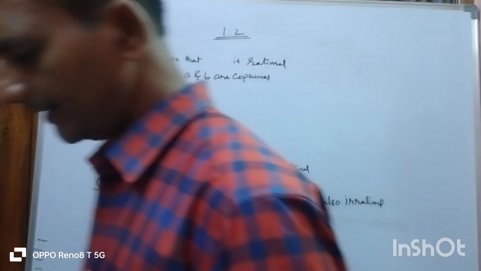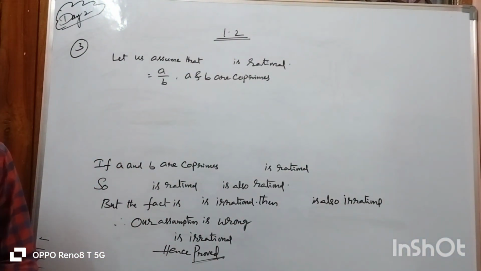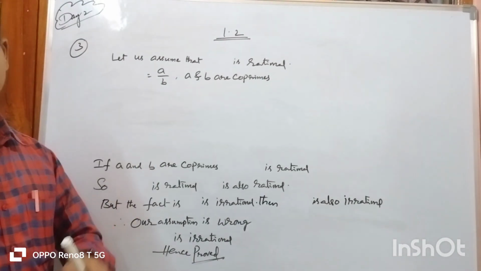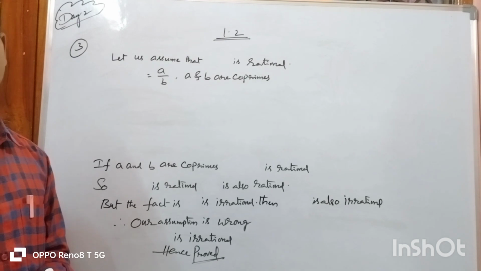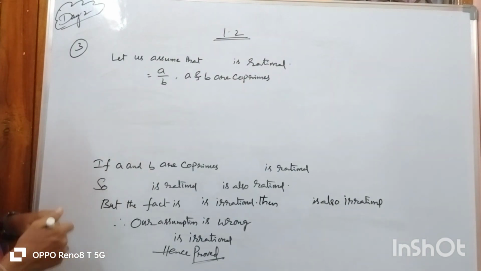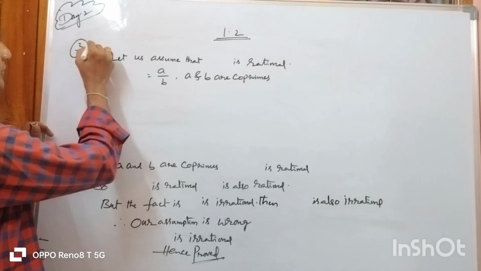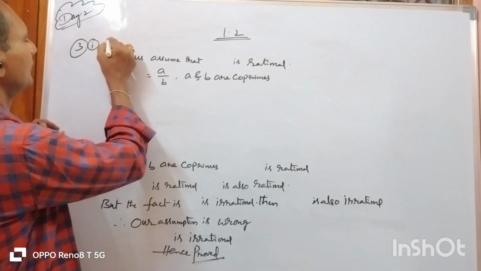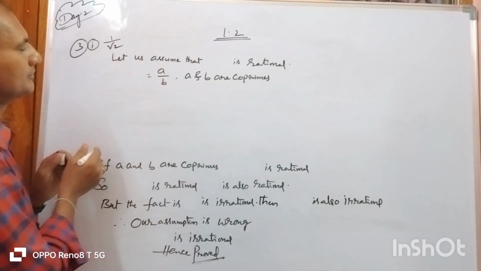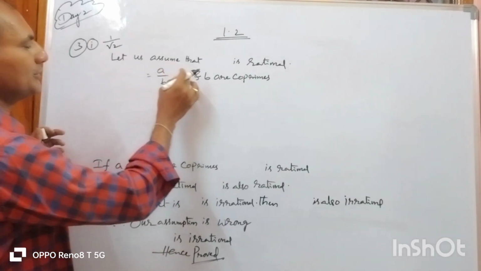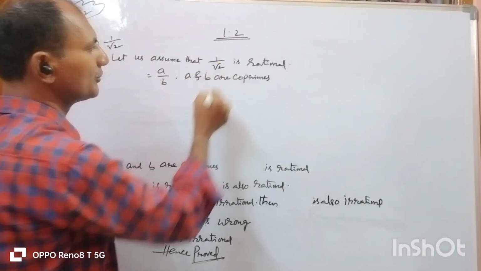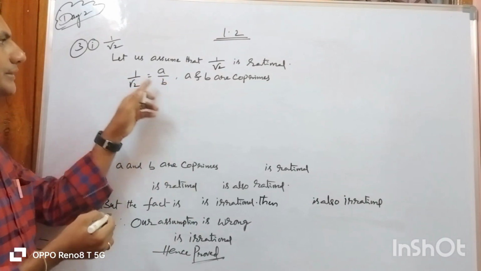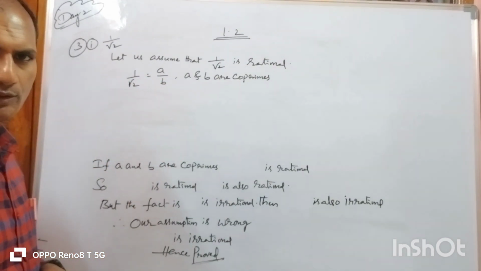In the third question, we have three parts, and in all of them we have to prove irrationality. The first one is 1 by root 2. Let us assume that 1 by root 2 is rational. So 1 by root 2 equals a by b, where a and b are coprimes.